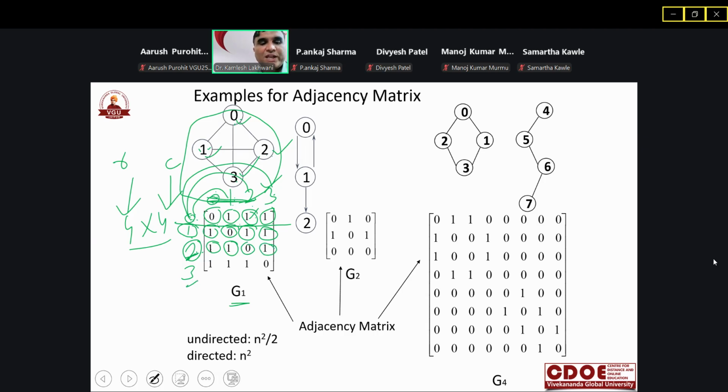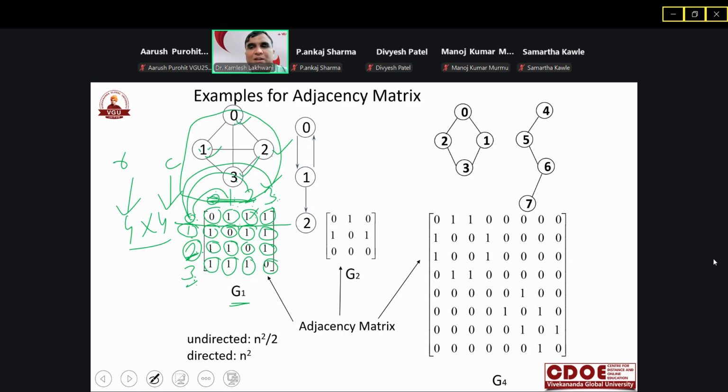Similarly for 3, so 3 is connected to 0, yes, writing 1. 3 is connected to 1, yes, we are writing 1. 3 is connected to 2, yes, writing 1. 3 is connected to 3, so there is no edge, so we are writing 0. So this is the way by which we can store the values in an adjacency matrix.